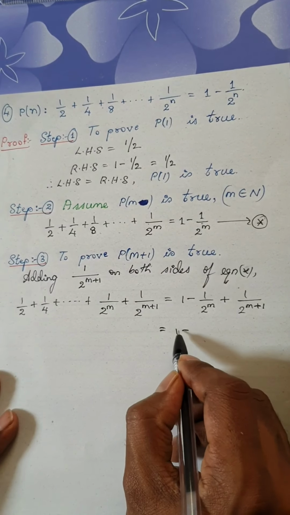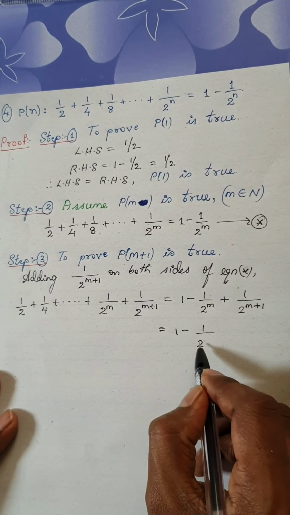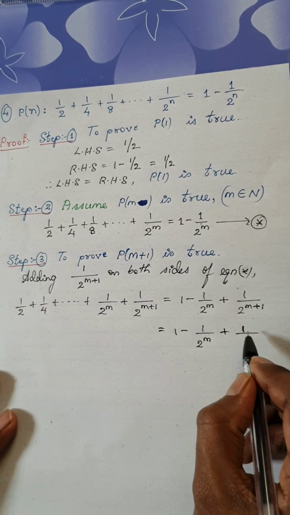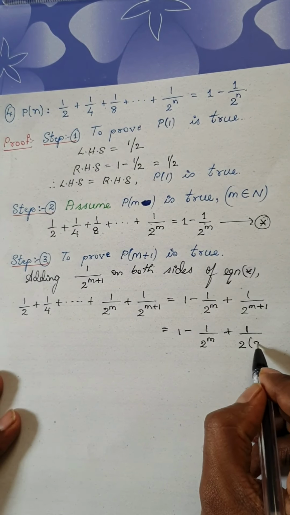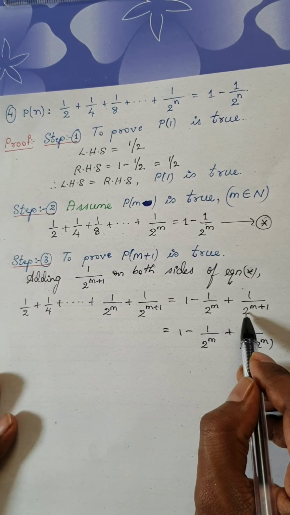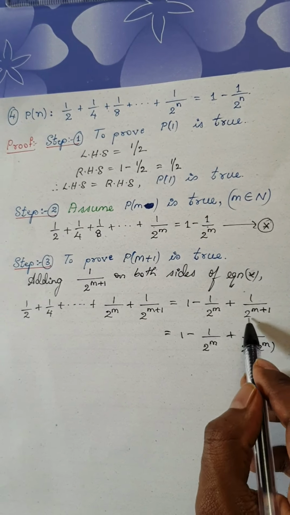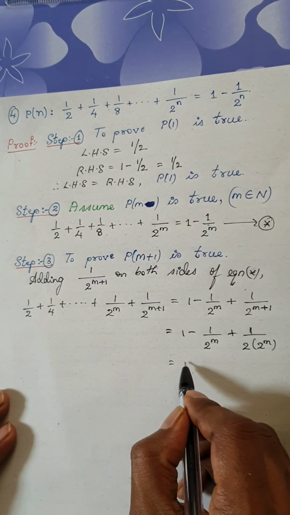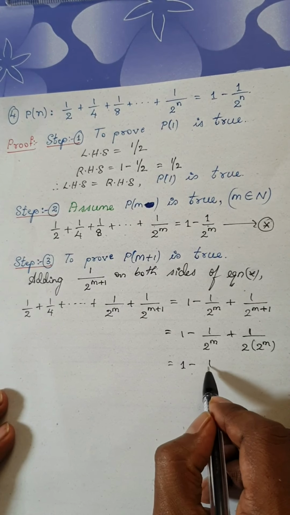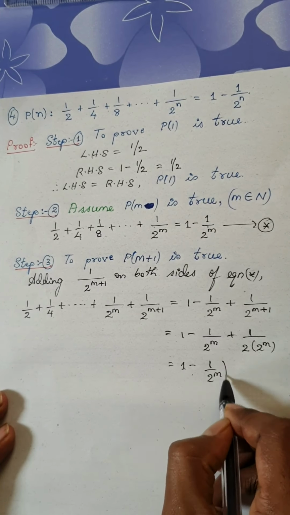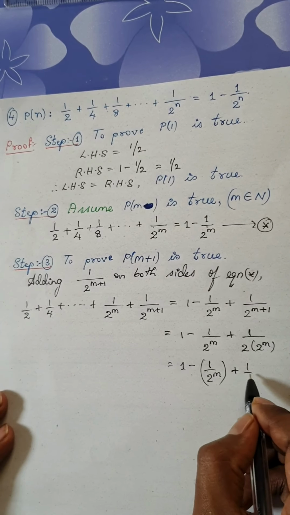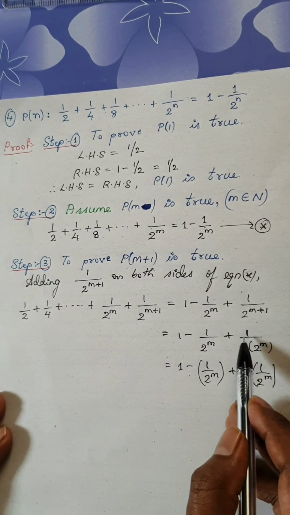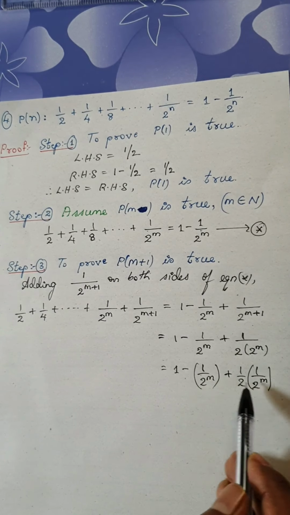This is nothing but 1 minus 1 divided by 2 power m, plus 1 divided by, I can write it as 2 into 2 power m, because 2 power m I've kept inside and this 2 power 1 I kept outside. Now look here, see how I'm going to write. So this is 1 minus 1 divided by 2 power m, plus half into 1 divided by 2 power m. Are you following? I am writing it in such a way that the two terms look alike.